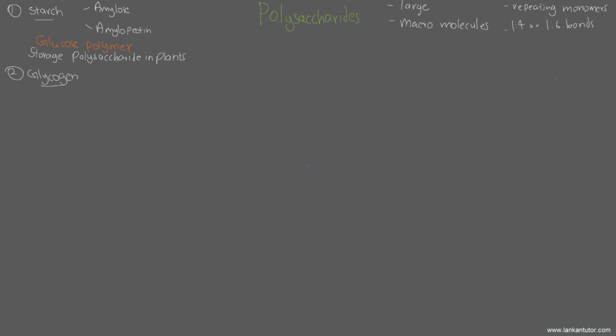Because of this, glycogen is more soluble than starch, and glycogen can be hydrolyzed by enzymes and broken down into glucose. So again, starch has glucose monomers and so does glycogen. Then we go into structural polysaccharides.